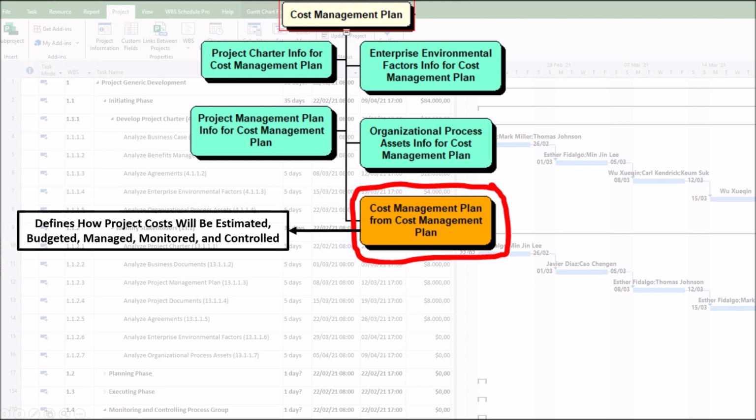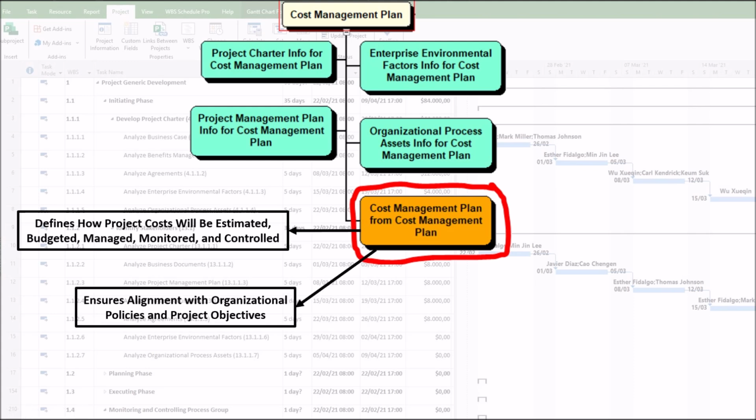1. Defines how project costs will be estimated, budgeted, managed, monitored, and controlled. The cost management plan establishes the framework for all cost-related activities throughout the project lifecycle. It ensures consistency in how costs are handled, preventing ad hoc or inconsistent financial decisions.